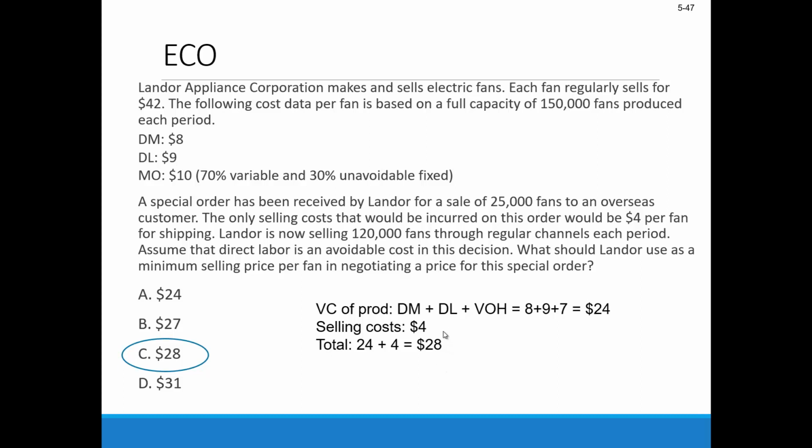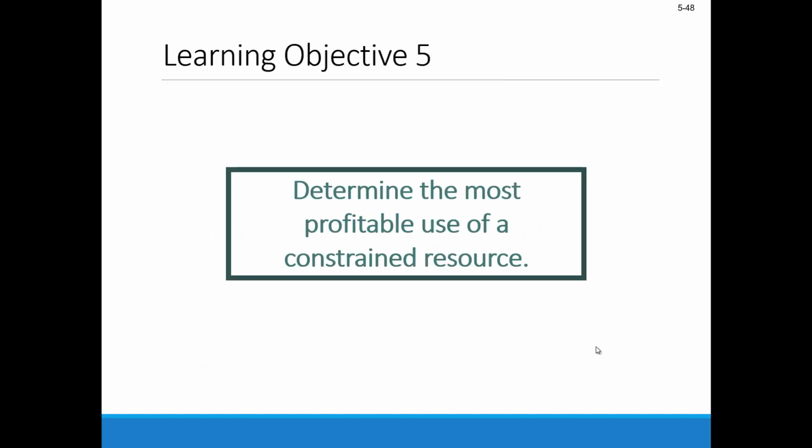In other words, if we sell it for less than that to the outside supplier, we're losing money on that special order. Anything at or above that, we're at least no worse off, and we would say all things equal, we would accept that. So we just have a couple more different decision types or contexts to think about.